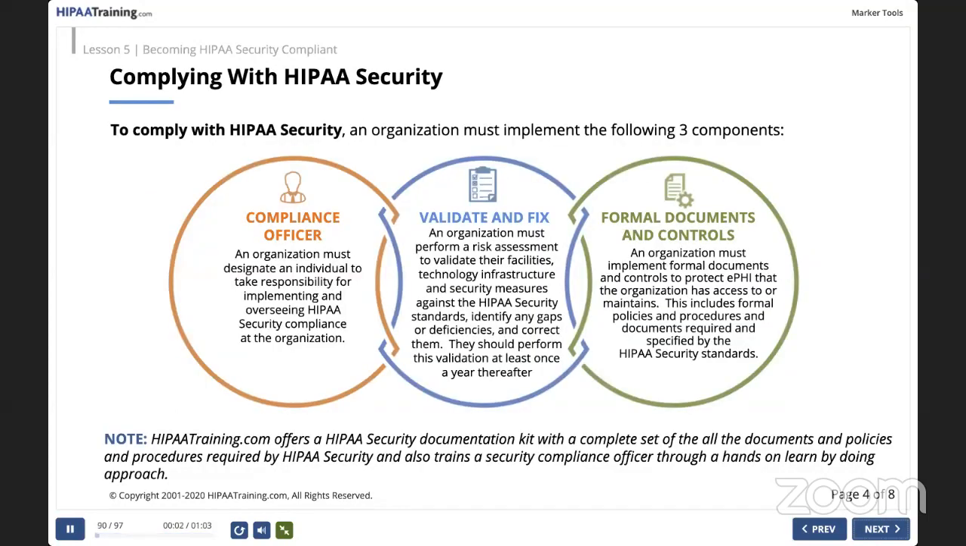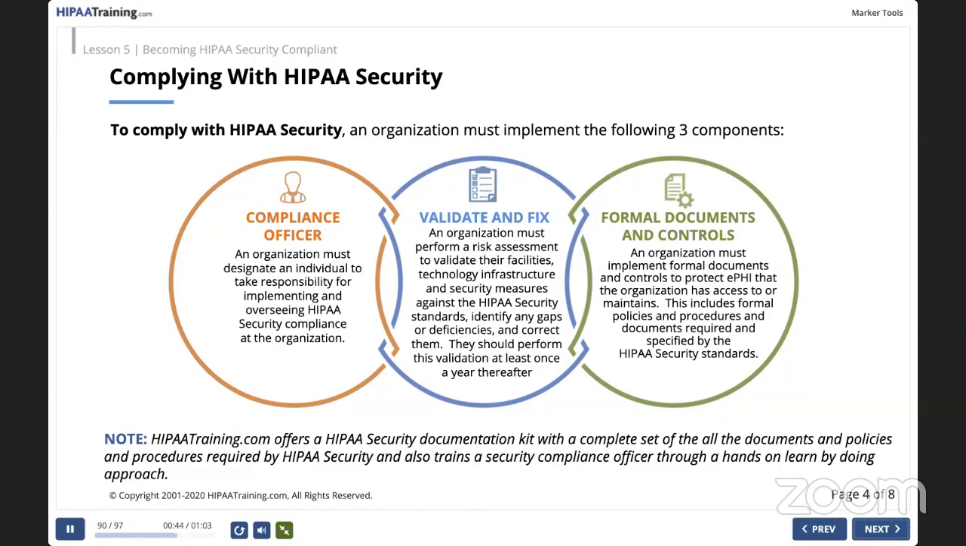Complying with HIPAA security. To comply with HIPAA security, an organization must implement the following three components. Compliance officer. An organization must designate an individual to take responsibility for implementing and overseeing HIPAA security compliance at the organization. Validate and fix. An organization must perform a risk assessment to validate their facilities, technology infrastructure, and security measures against the HIPAA security standards. Identify any gaps or deficiencies and correct them. They should perform this validation at least once a year thereafter.